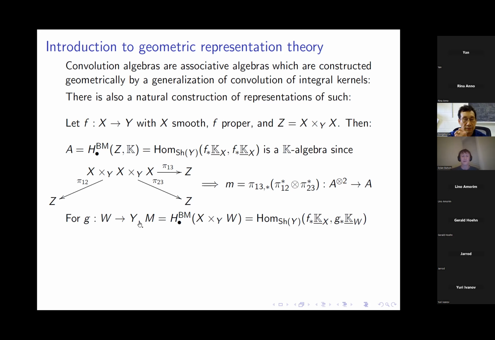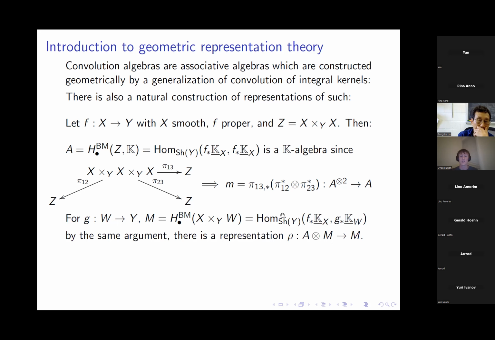Similarly, if you have another space mapping to Y, you can form the fiber product with X. For example, W could just be equal to Y, and then you would just get the space X itself. That was kind of the example that I was doing before, and this will give you a representation of this algebra.